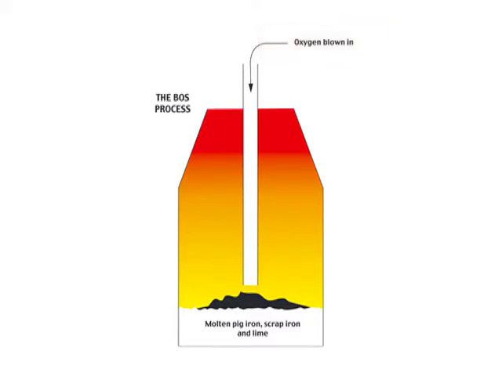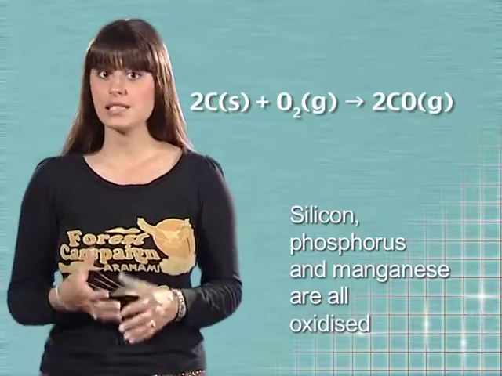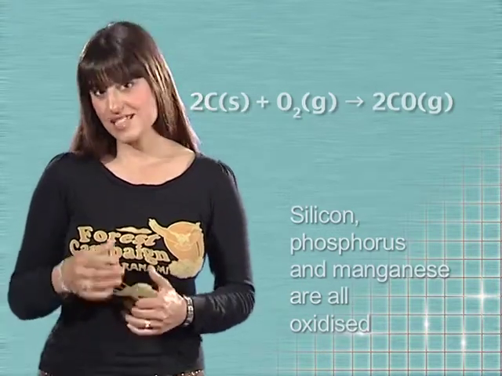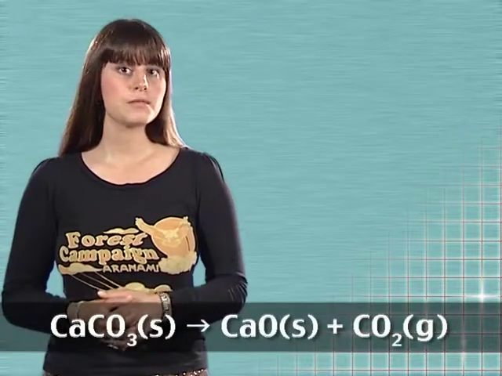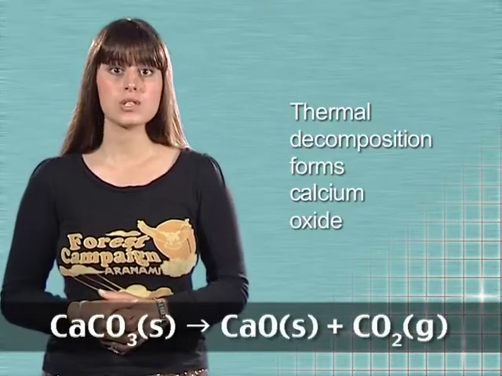How is each impurity removed by this process? Well, carbon is oxidized to carbon monoxide gas, and silicon, phosphorus, and manganese all form their oxides. These oxides react with the basic calcium oxide to give a molten slag, which floats above the iron and can then be scraped off. Why can calcium carbonate be used in place of calcium oxide? At the temperature present in the converter, it will undergo thermal decomposition and form calcium oxide.